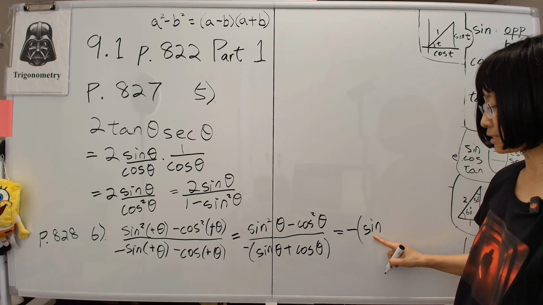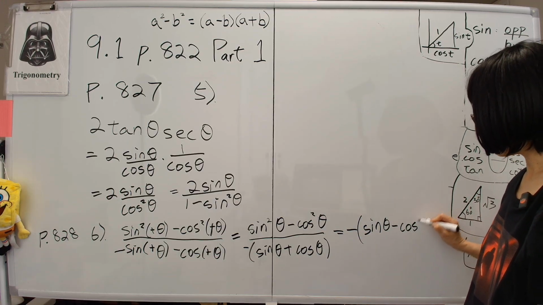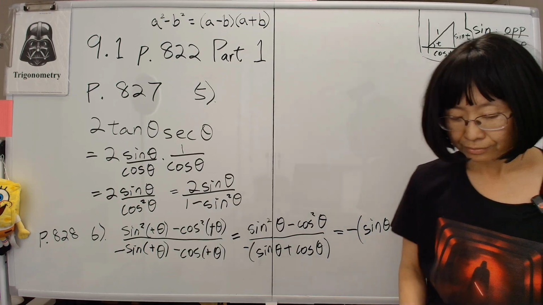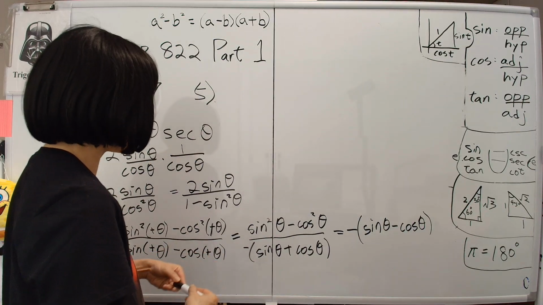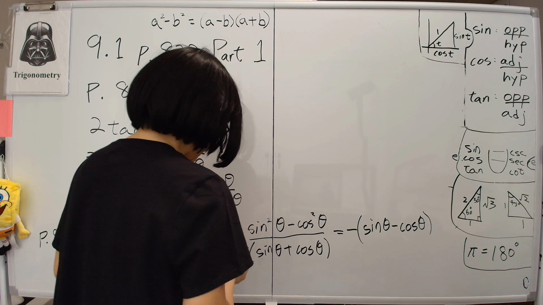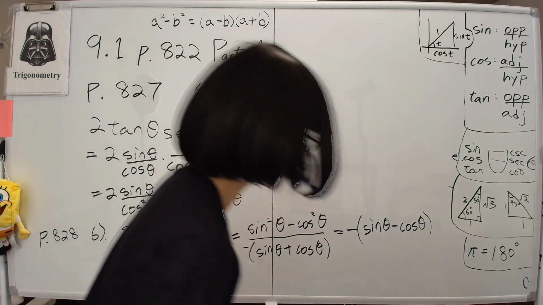In parentheses, that sine theta minus cosine theta, and that would be our answer. And that answer can also be written as cosine theta minus sine theta, because of the negative sign in front. Now that I've said that, let me check the book to make sure that I didn't make a mistake.